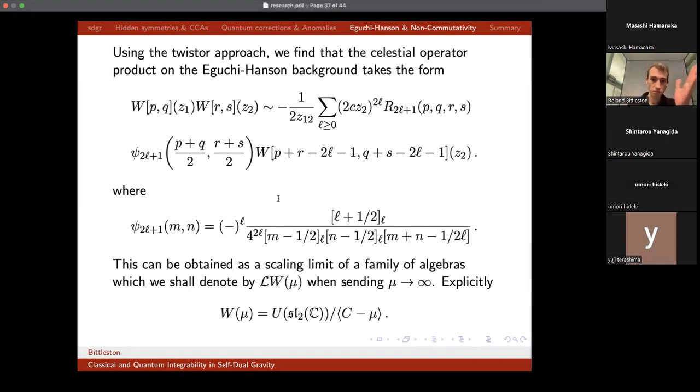Working on twistor space, you can compute what the deformed algebra is. It's something complicated. In view of the time, I won't try and explain what's going on here. But crucially, we can recognize what this algebra is. It's a certain scaling limit of what I'm going to call the loop algebras of some W mu algebras. And these W mu algebras are, again, very, very simple algebras. They're just the universal enveloping algebra of SL2C with Casimir fixed to mu.